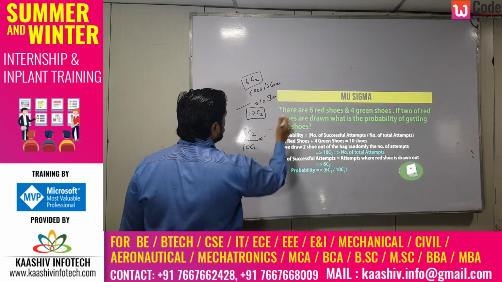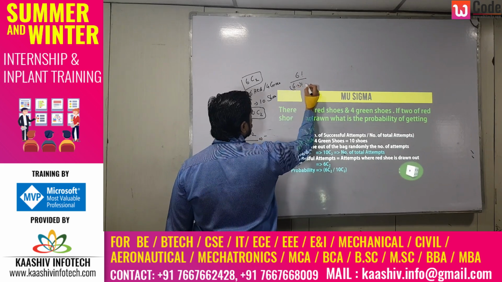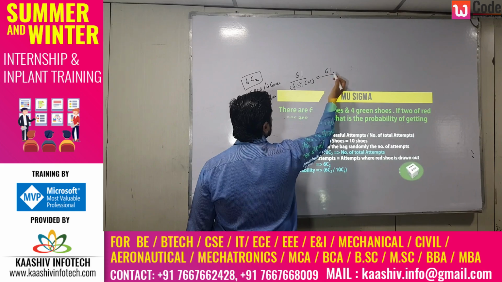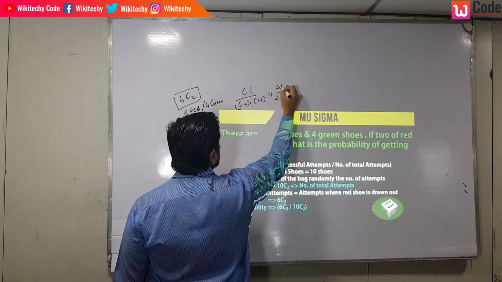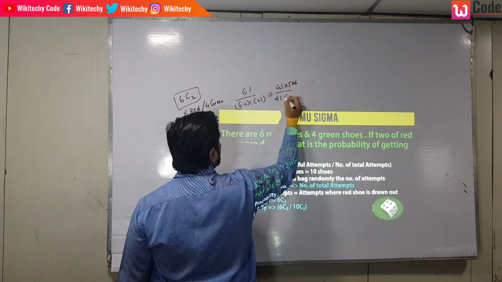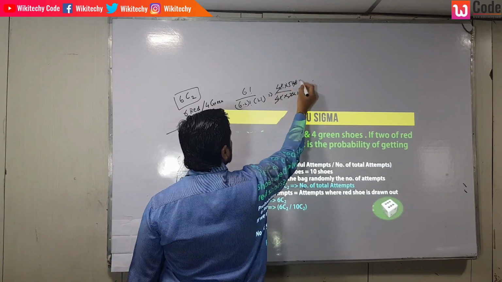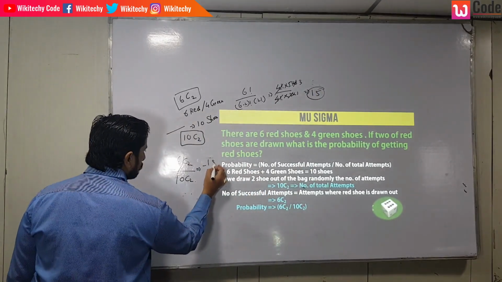6C2 is 6 factorial divided by 6 minus 2 factorial into 2 factorial, which is nothing but 6 factorial divided by 4 factorial into 2 factorial. So we can write it as 4 factorial into 5 into 6 divided by 4 factorial into 2 into 1. The 4 factorial cancels, and the answer is 15. So the top is 15.